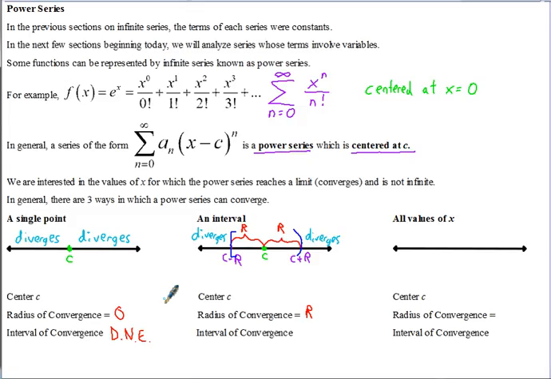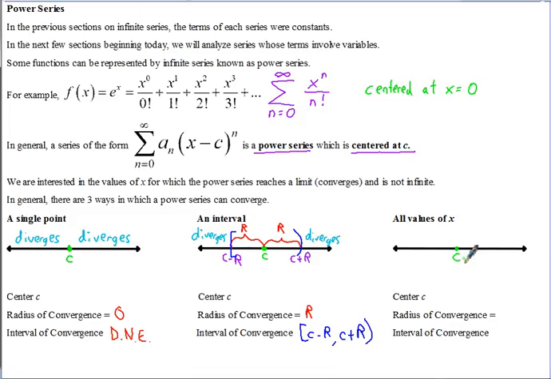The interval of convergence here, the way I drew it, would be from c minus R to c plus R. And again, sometimes they're both parentheses, sometimes they're both brackets, and sometimes, like this, one is a parenthesis and one is a bracket.